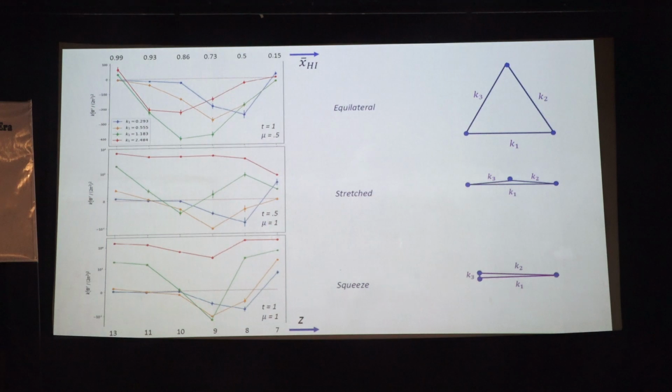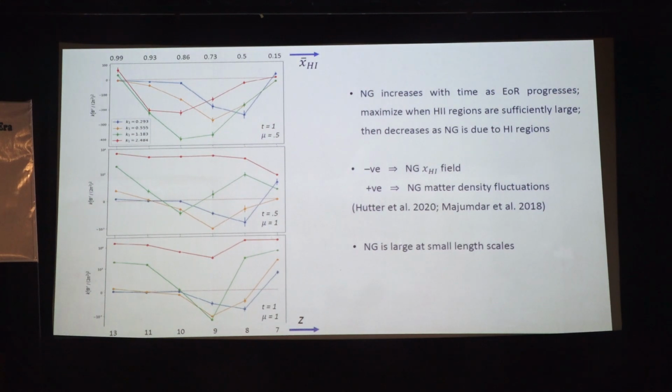As we go from left to right, the epoch of reionization progresses. This result is for the equilateral triangle, this is for the stretched triangle, and this is for the squeezed triangle. So this is the non-Gaussianity, the bispectrum. If we see here, the magnitude of the bispectrum increases as reionization progresses, and it maximizes somewhere and then starts decreasing again.